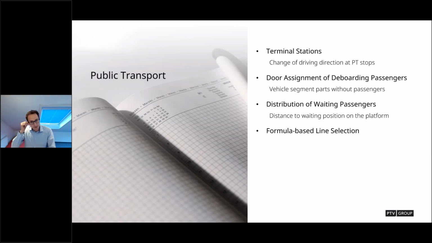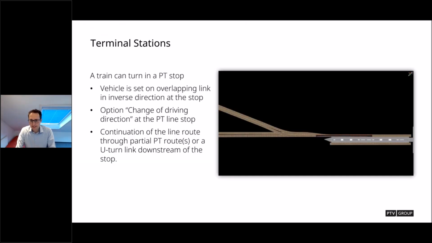Now to public transport. That is the main use case of pedestrian simulation, to model stations. The first improvement is that we now also support going in different directions, similar to the reverse in parking. So that is now a terminus station. The train arrives, pedestrians alight and board, and then it continues in the opposite direction. Same with the others. Therefore, you need to have an overlapping link in the inverse direction at the stop. And there is a new attribute, this change of driving direction, that needs to be active.